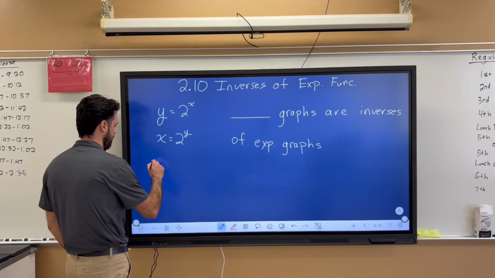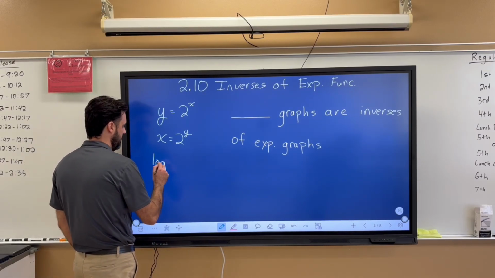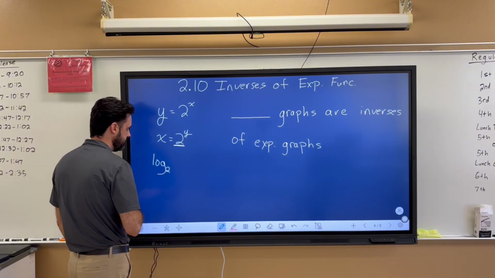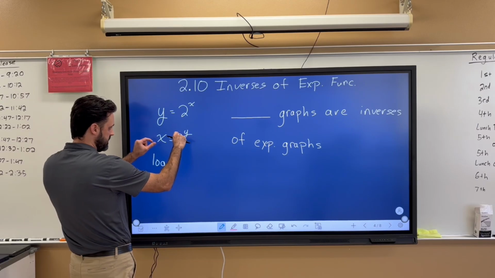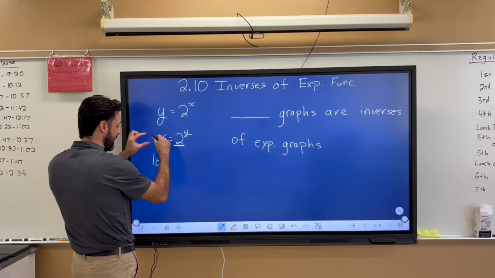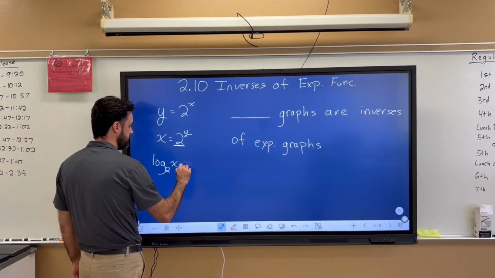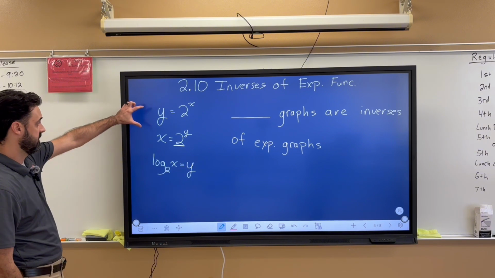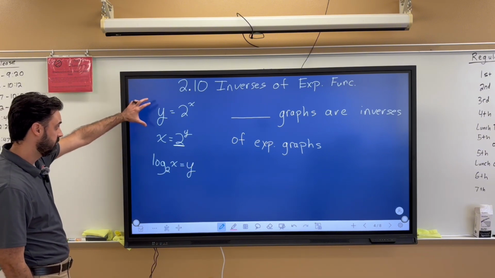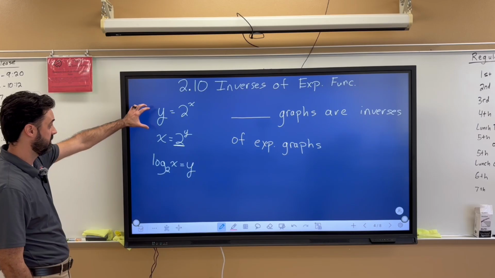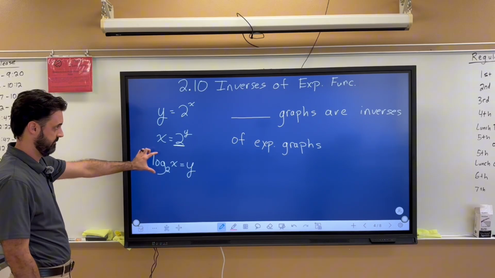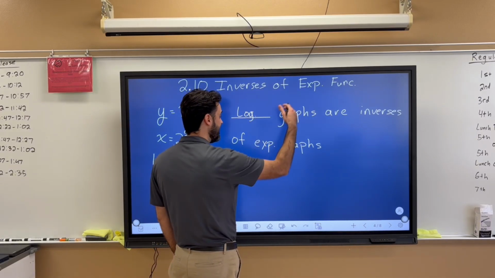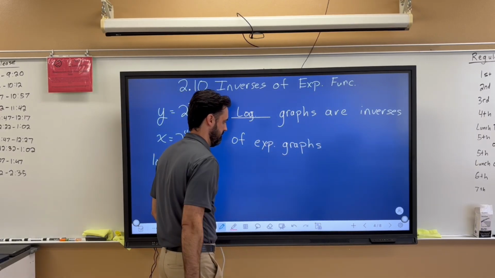So to do that, we write the word log. The base of the exponent becomes the base of the log, 2. And then what was with the base is going to switch. So y was with the base, but now x is going to be with the base. And it's going to equal that y right there. All right, so here's what that tells us: if we take an exponential function or graph and we find its inverse, it's just a log graph. So that's our takeaway from this, that log graphs are the inverse of an exponential graph.